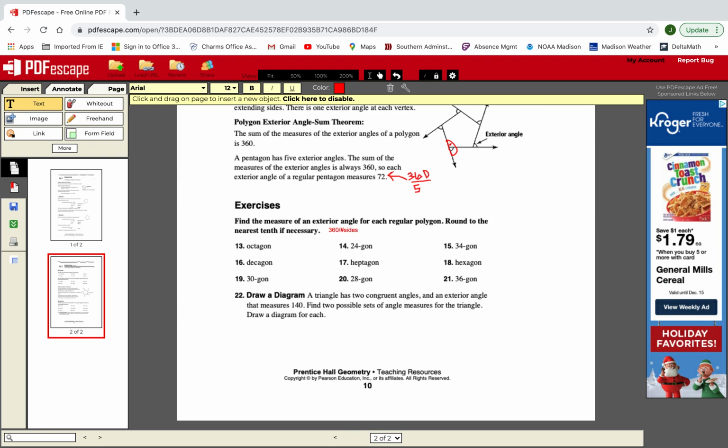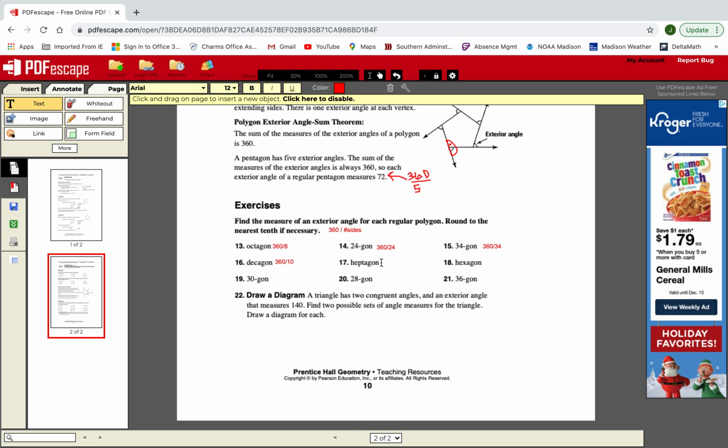Round to the nearest tenth if necessary, or we could just write the actual answer. For an octagon, which is an 8-sided figure, we will take 360 and divide it by 8. For a 24-sided figure, we will take 360 and divide it by 24. For a 34-sided figure, 360 divided by 34. Decagon, 360 divided by 10.